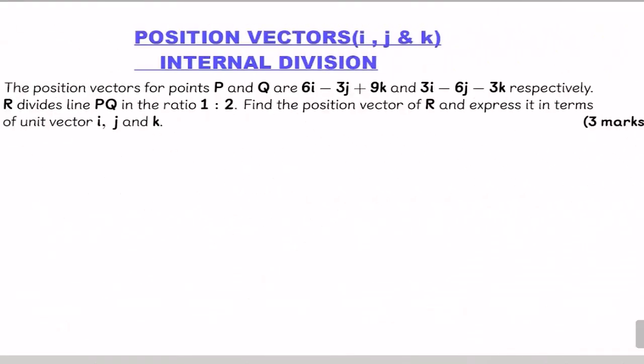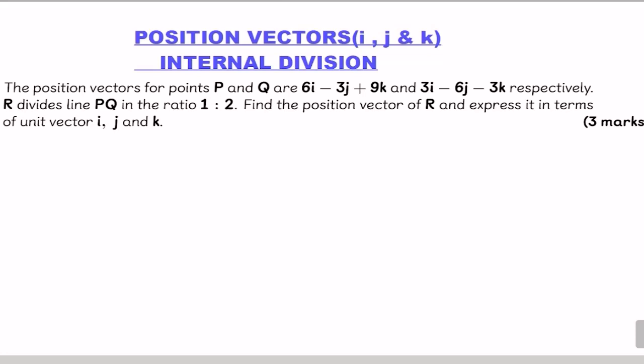Hello, let us solve this question on position vectors i, j and k involving internal division. The position vectors for points P and Q are 6i minus 3j plus 9k and 3i minus 6j minus 3k respectively. R divides line PQ in the ratio 1:2. Find the position vector of R and express it in terms of unit vectors i, j, k.